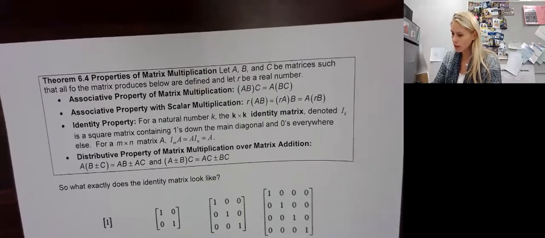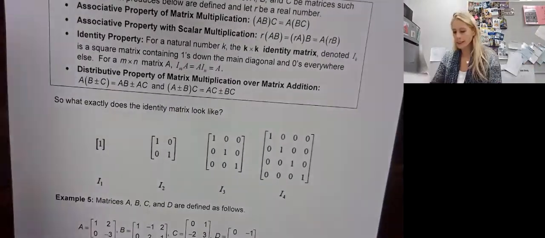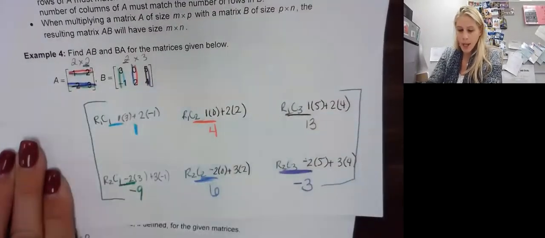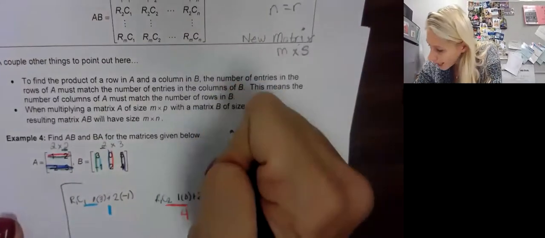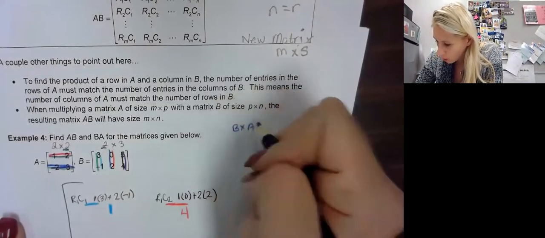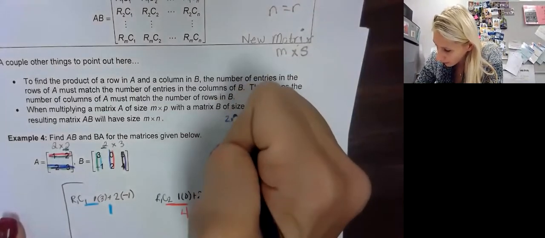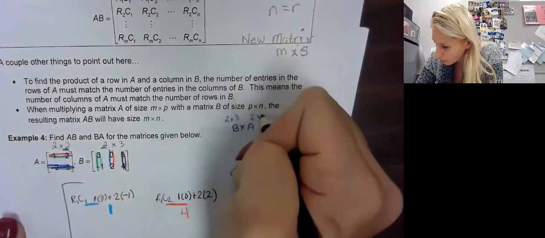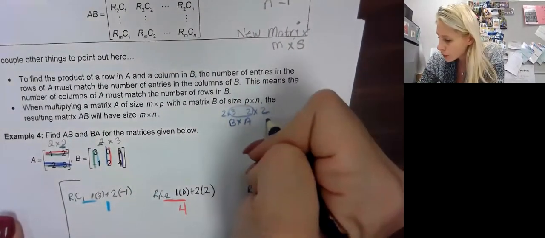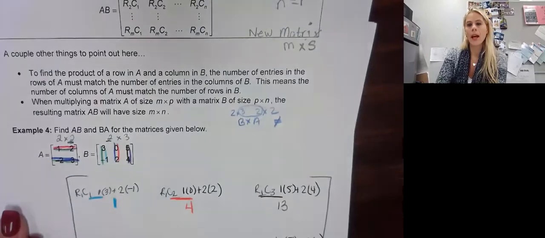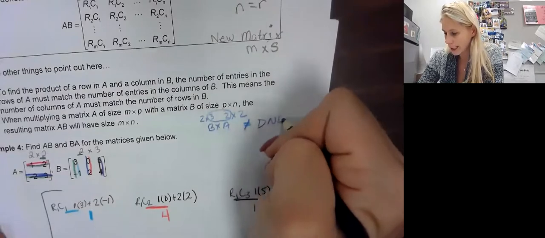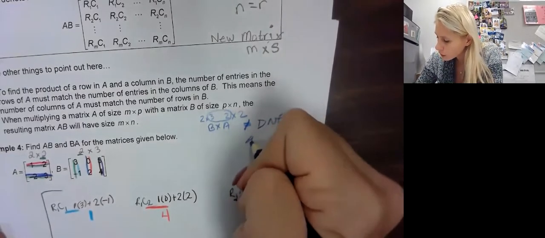Actually, why don't I go over that now? I can go back to this example to show you. We just multiplied A times B. But if you look, let's say I did B times A. Well, B is a 2 by 3, and A is a 2 by 2. And as you can see right here, 3 does not equal 2, so you cannot do it. So it does not exist, or no solution. No solution would be better.